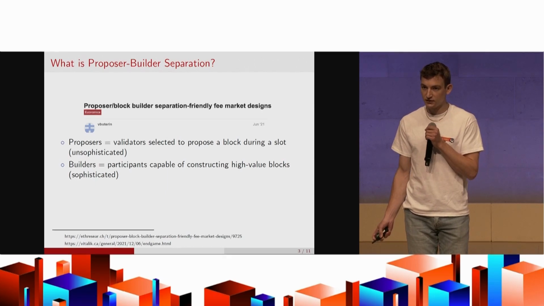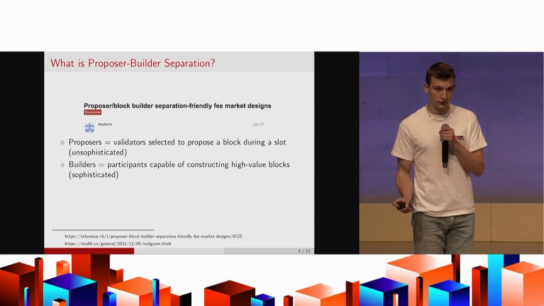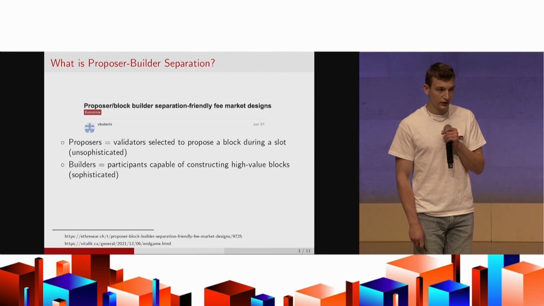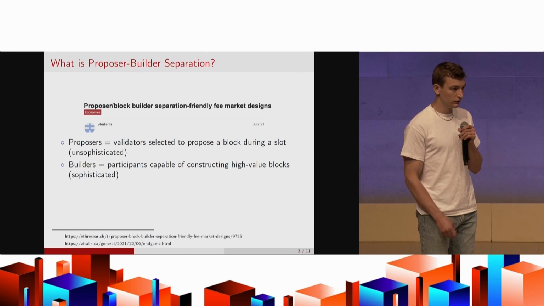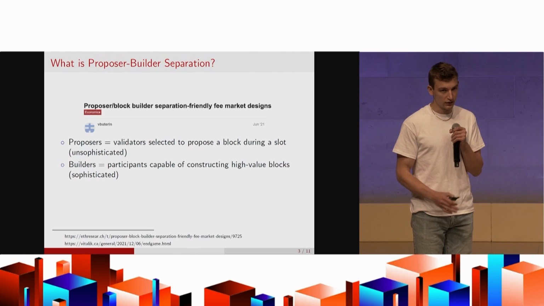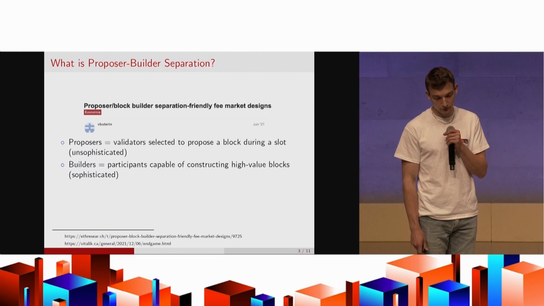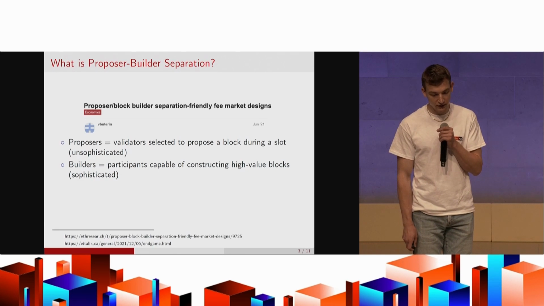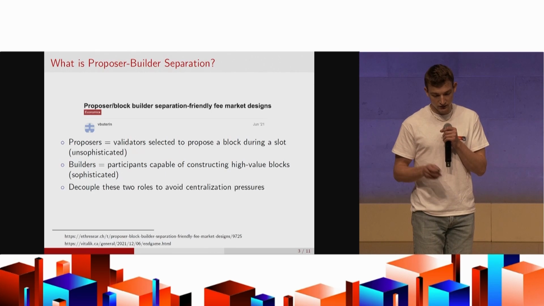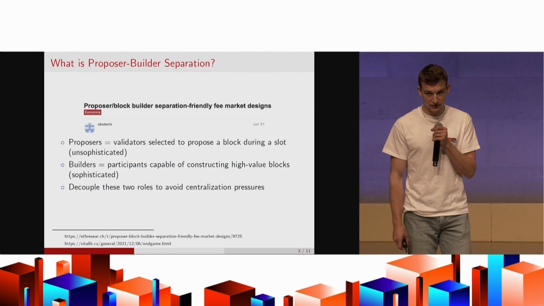And what this means is they're capable of extracting a lot of MEV. This might require liquidity on different exchanges. It might require a lot of compute-intensive algorithms because there are a lot of different permutations of transaction ordering to try. And so these will be highly sophisticated actors. And the goal is to decouple these two roles to avoid the centralization pressure.